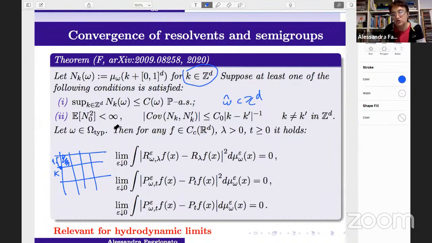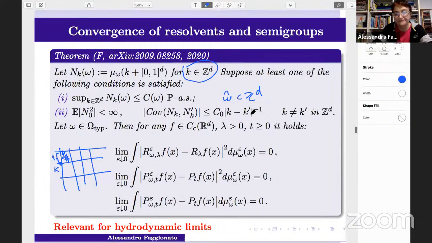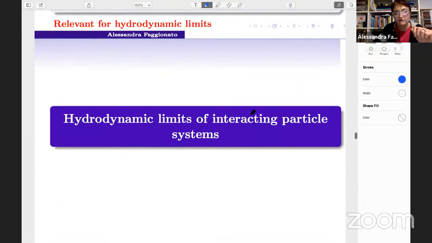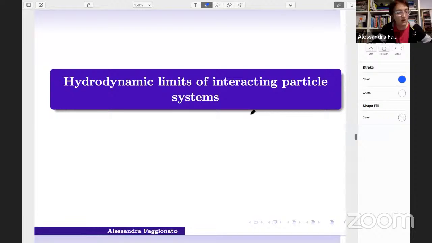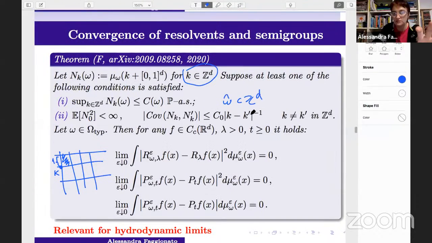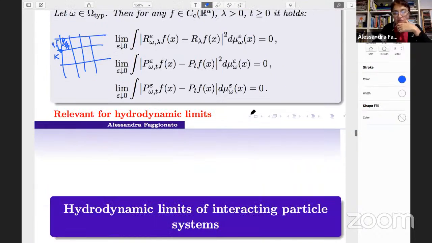And the other condition, which is an alternative, is that these masses have covariance that decays in the distance, at least as the distance between k and k prime to the power minus 1. Okay, I don't have to insist on this point. And now we see an application of this theorem to hydrodynamic limits.